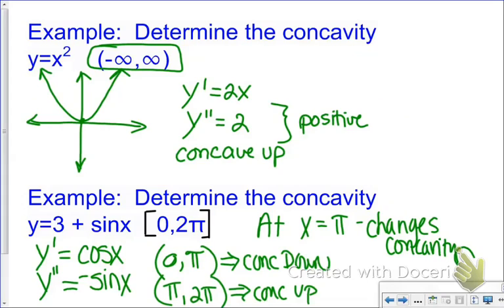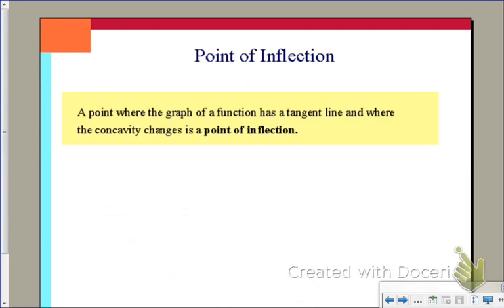Sometimes you'll graph them, sometimes you'll figure them out algebraically or analytically, as they call it in the book. All right, here's probably the most important thing. Please write this down. A point where the graph of the function has a tangent line, and there's an "and" here, where the concavity changes is a point of inflection.